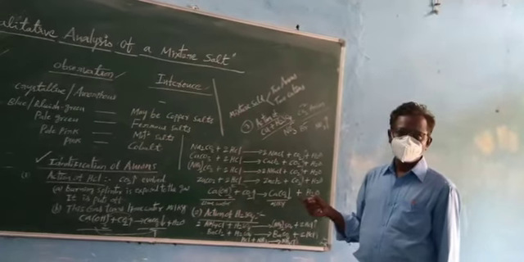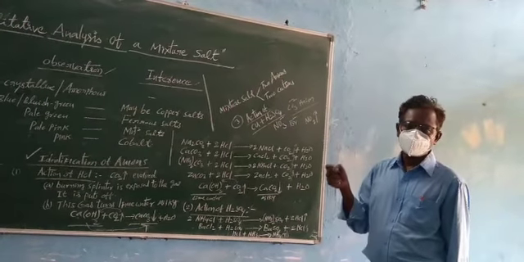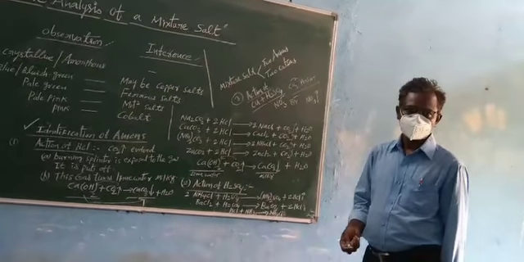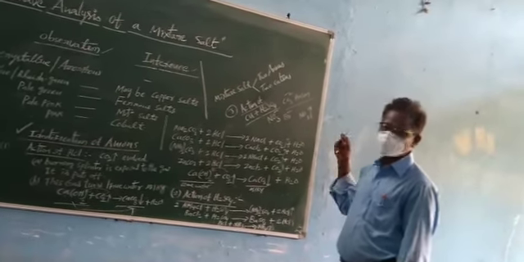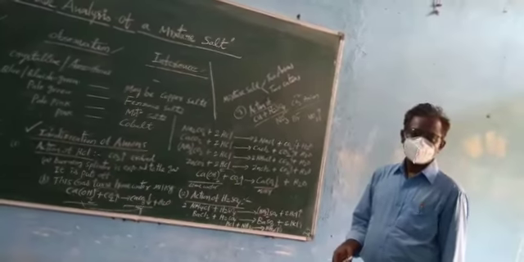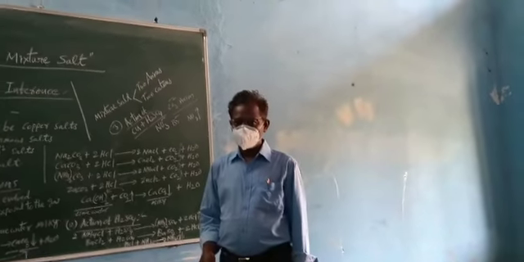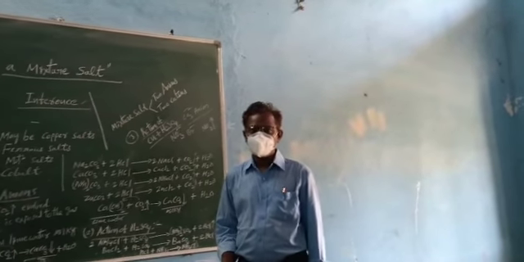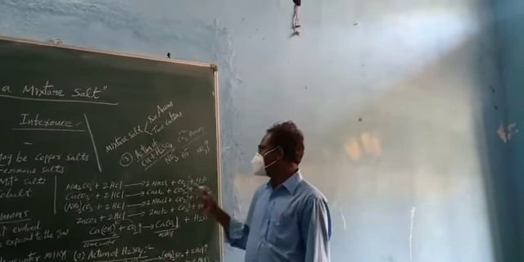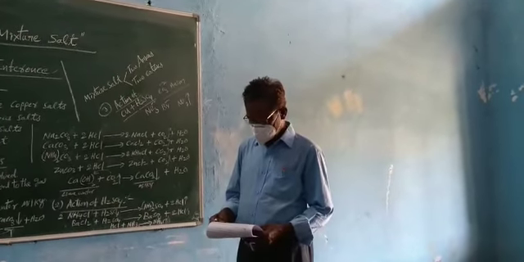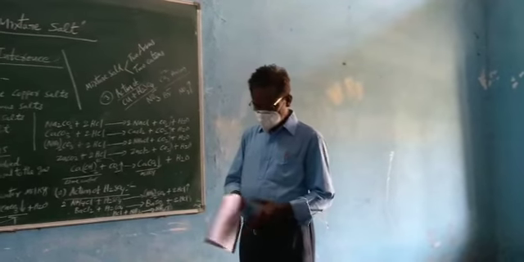After some time, the solution present in the test tube becomes blue in color. So, reddish brown vapors are evolved and the solution in the test tube becomes blue in color. These two are the indication of the presence of nitrate anion in the given mixture salt.